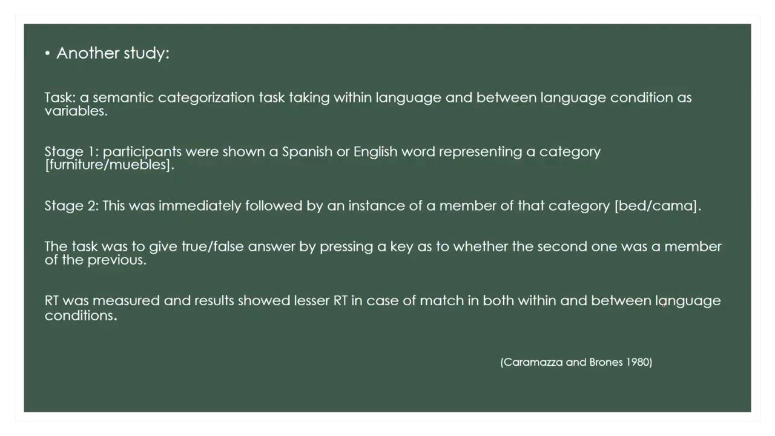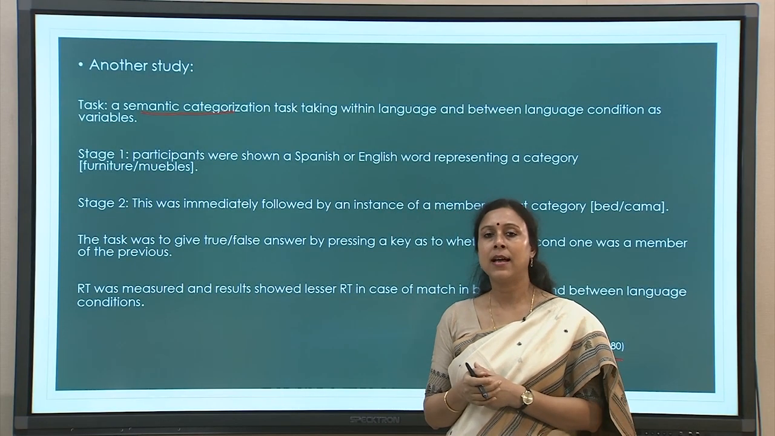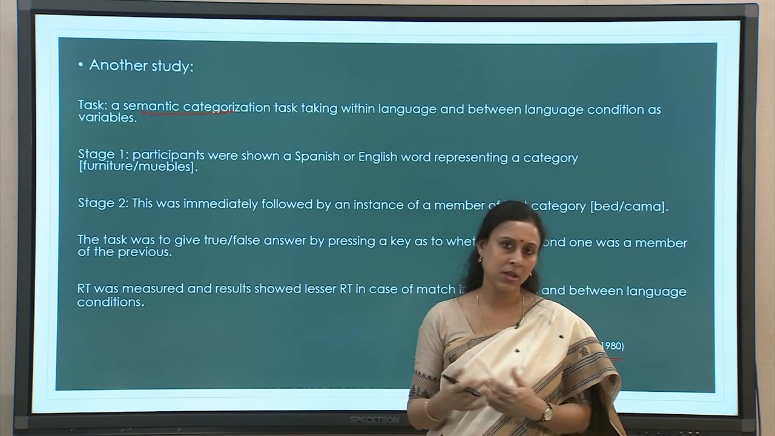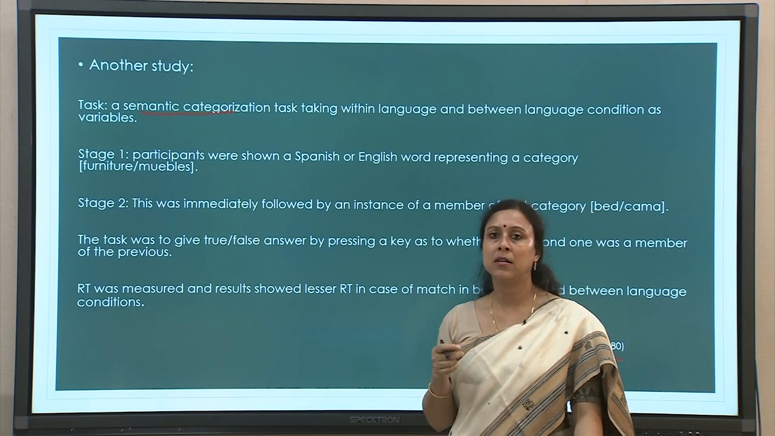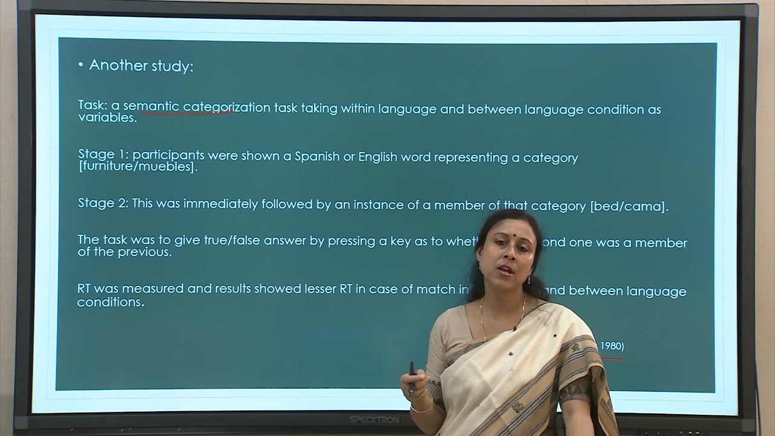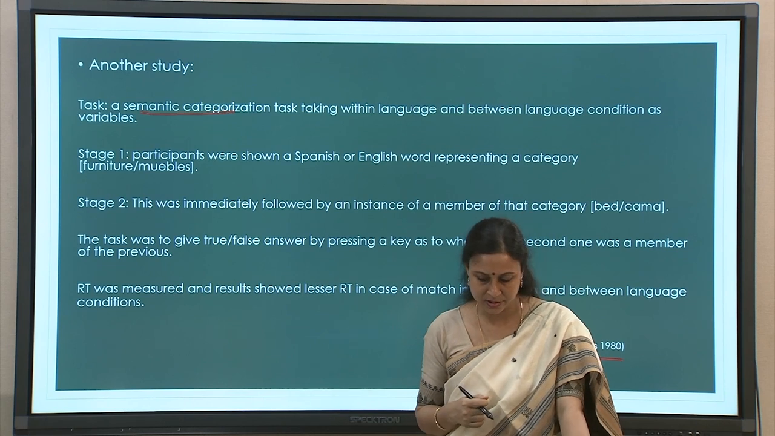Another study, which is again a very well known study by Karamaza, 1980. This task was a semantic categorization task. Semantic categorization tasks are typically of this type. You are shown an object either in image or as a word, and then there is another word and you are asked whether they belong to the same category or not. It is very simple. So, you see a flower and then you are shown a rose. Does rose belong to the category flowers? That kind of task is called a semantic categorization task.